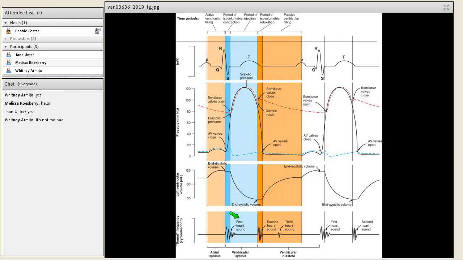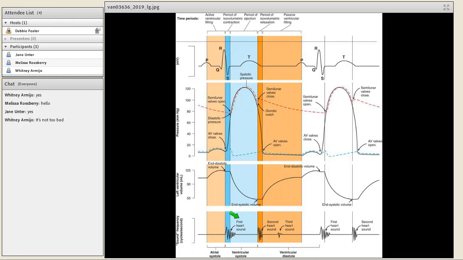Anyway, it gives you a time period. It gives you the valves, where the valves are, ECG, pressure. And like I said, don't worry too much about atrial pressure. Just kind of remember that the pulmonary trunk and the atria are much, much lower. We don't really see a change in pressure there. Volume's important, and then your heart sounds.